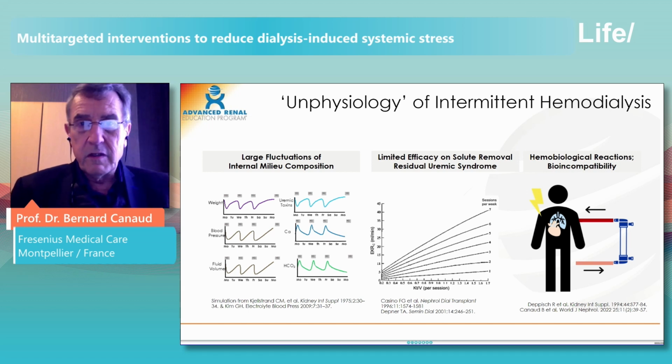Unfortunately, the conventional treatment, what we call intermittent, standard hemodialysis, has a lot of physiologic aspects. I just put, from the left to the right, a large fluctuation of the internal milieu. I don't want to go into detail: the variation in fluid weight, the blood pressure, the electrolytes, the uremic toxins, which are moving from peak to valley. So this is not physiologic. We know that stability of homeostasis in a human being is quite important.